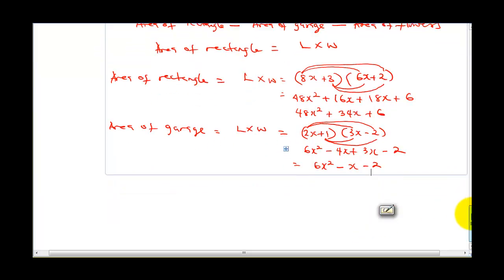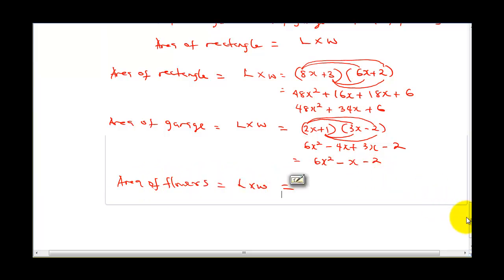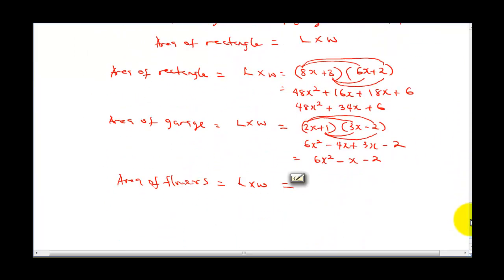Now the final area we are going to be computing is the area of flowers. Remember, they are all rectangles, so we're still going to do the length times the width. The area of flowers is going to be 2x minus 5 multiplied by x. So 2x times x is going to give us 2x squared, and minus 5 times x is going to give us minus 5x.